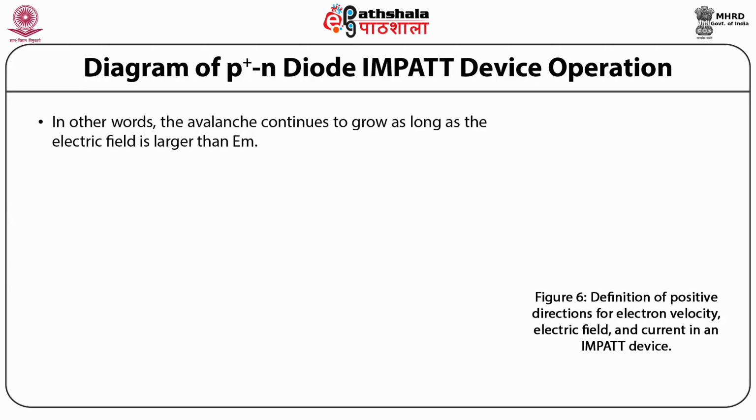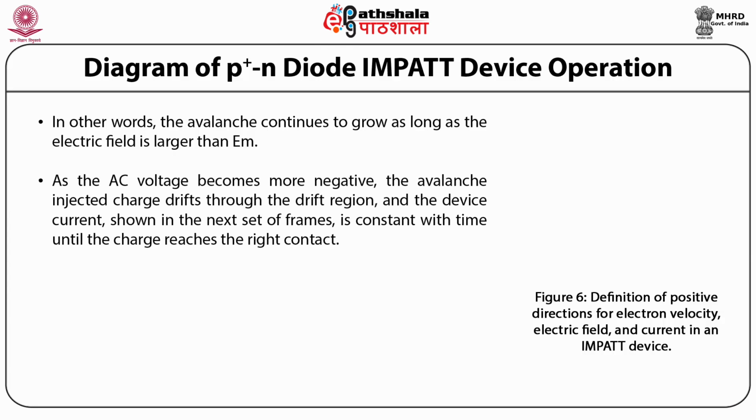In other words, we can say that the avalanche continues to grow as long as the electric field is larger than E_M. As the AC voltage becomes more negative, the avalanche injected charge drifts through the drift region, and the device current shown in the next set of frames is constant with time until the charge reaches the right contact.